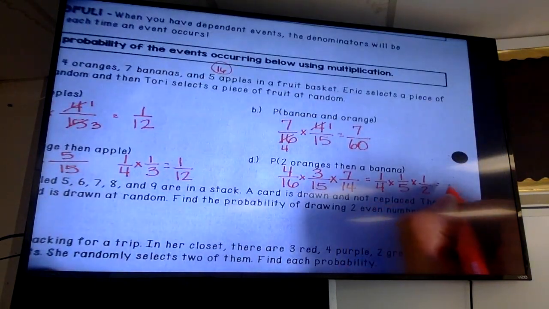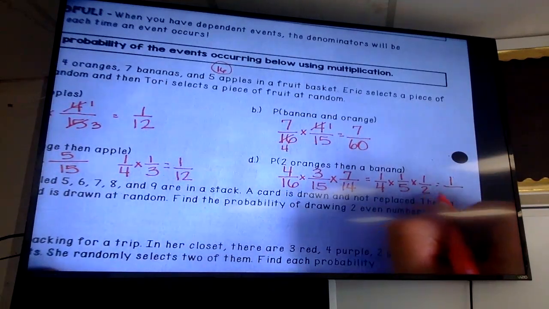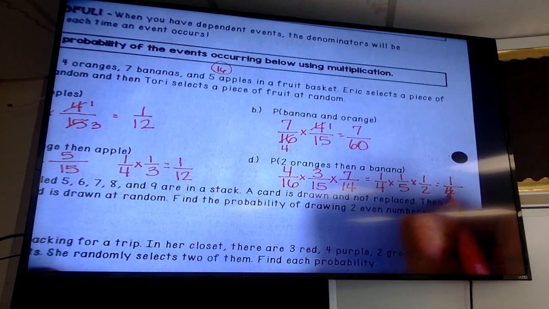So when I multiply these across, 1 times 1 times 1 is 1. 4 times 5 is 20, and 20 times 2 is 40. So 1/40.